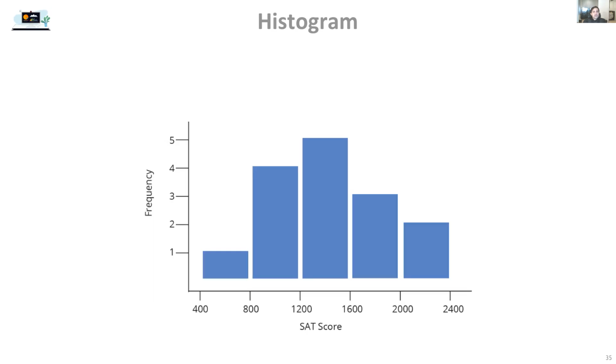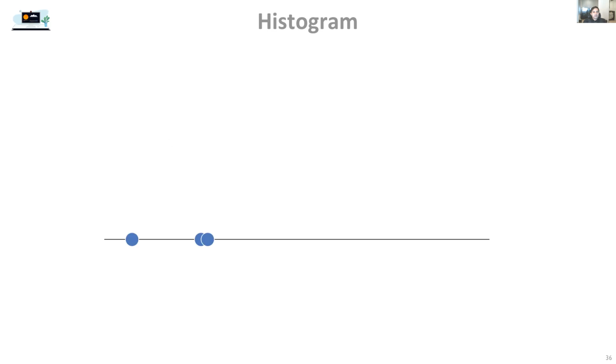We just need to have some quantitative data or variable to be able to produce a histogram. We do not need to have any categories or categorical variable. Here is an example of histogram of SAT scores of a group of 15 students. Let's see how it is constructed. Imagine these SAT scores for these 15 students are spaced out along a number line. In order to make a histogram, the number line is divided into equal chunks called bins. In this example, the number line is divided into 5 bins.